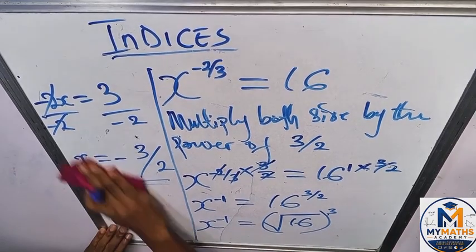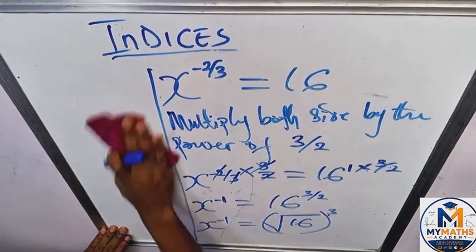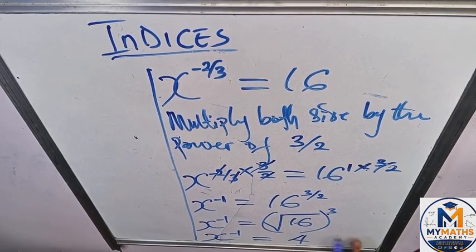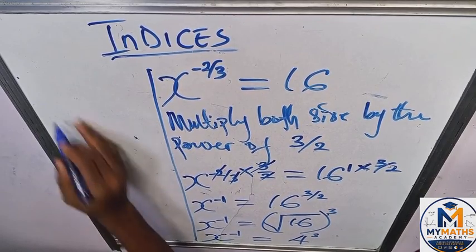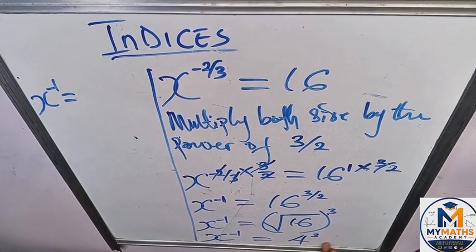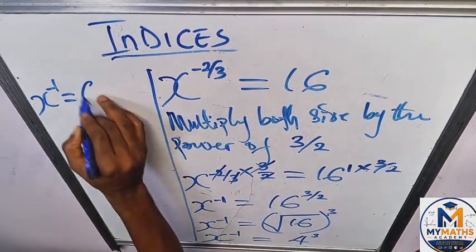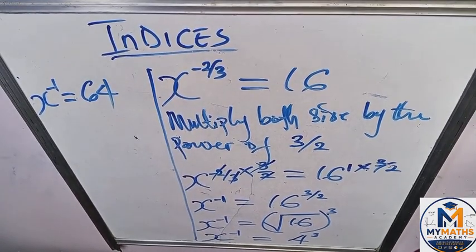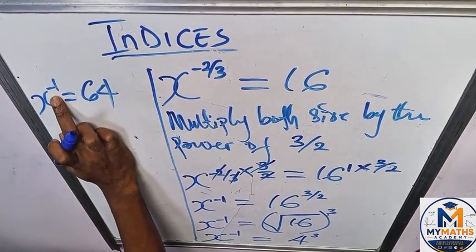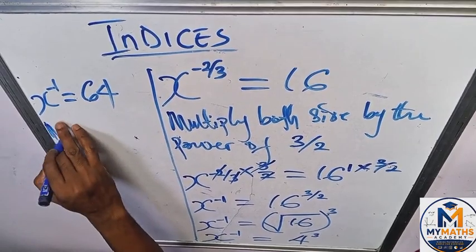So therefore, we are going to have it as what? That x raised to power minus 1 is equal to the square root of 16, which will give us 4 raised to power 3. So therefore x raised to power minus 1 is equal to 4 times 4 times 4, up to 3 times. It will give us 64. Okay, 4 times 4 is 16, 16 times 4 will give us 64. Then remember, this is having what? Raised to power minus 1. So we are going to multiply.